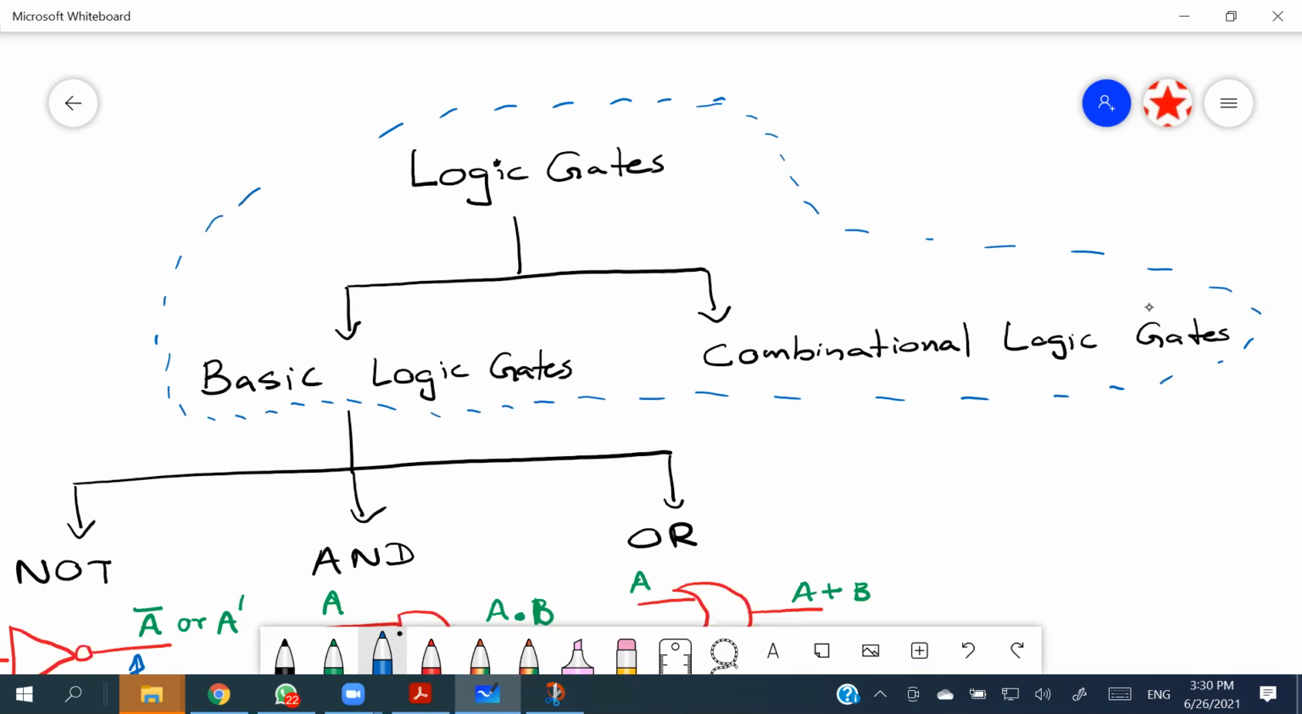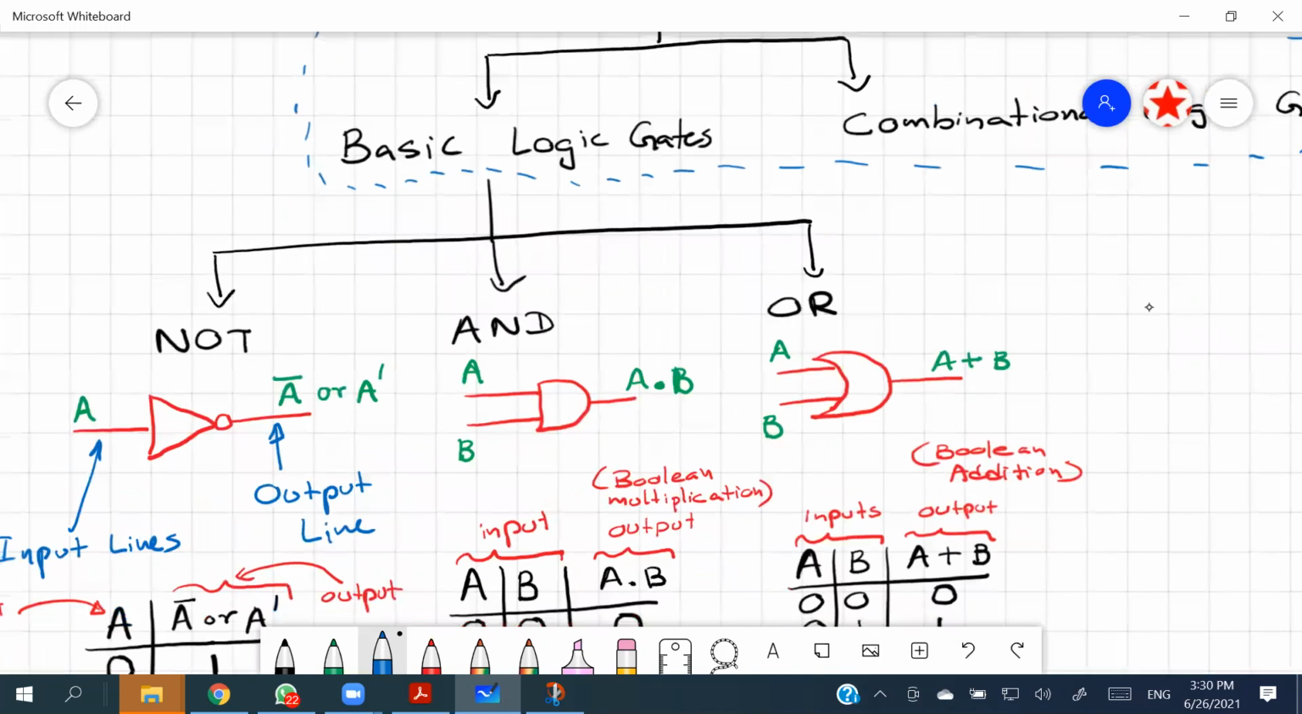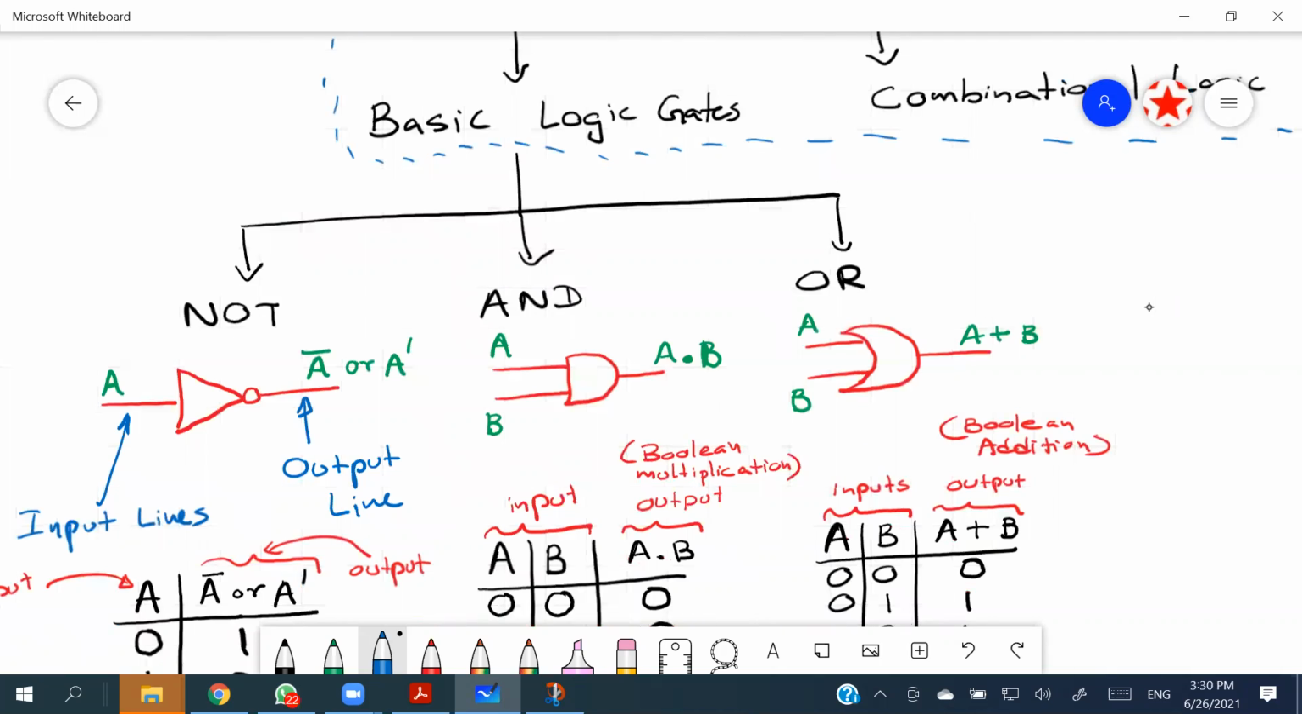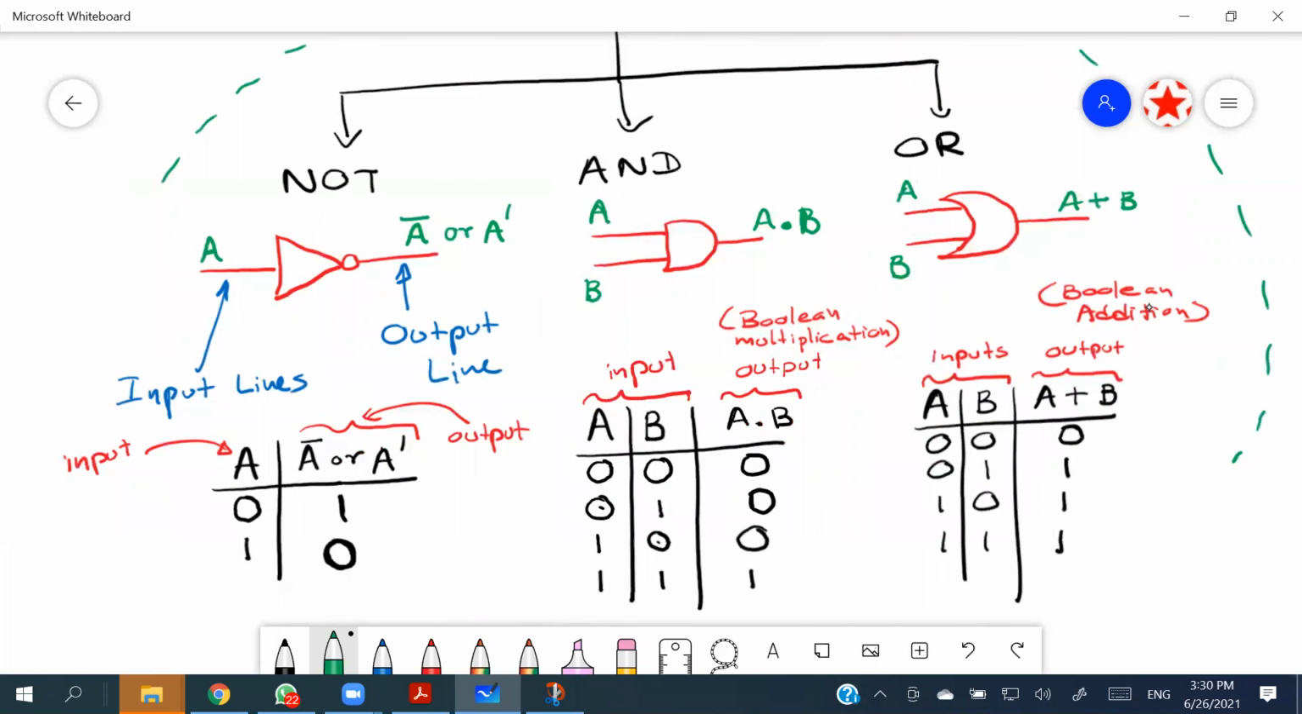Logic gates, there are two types, basic logic gates and combinational logic gates. And later draw another diagram to show the division of the basic logic gates. The basic logic gates කියන එක වෙනම අරගෙන ඒක තුනකට කැඩෙනවා කියලා වෙනම diagram එකක් විදිහට පෙන්නනවා. This is the second diagram, separate.